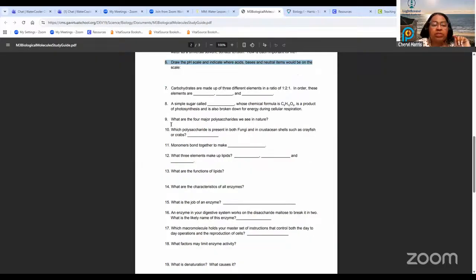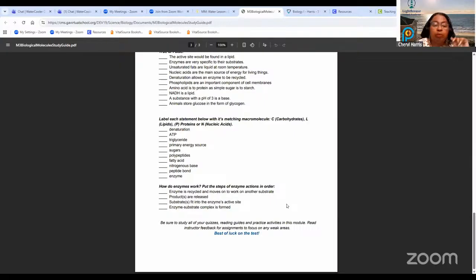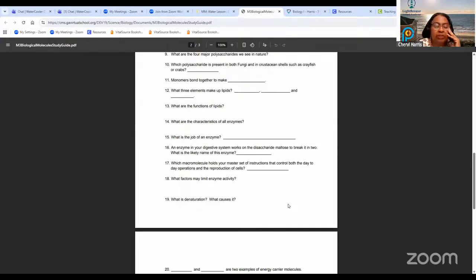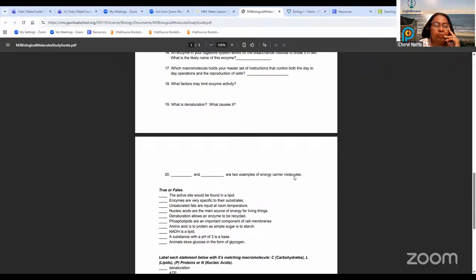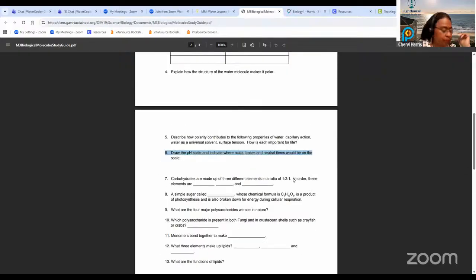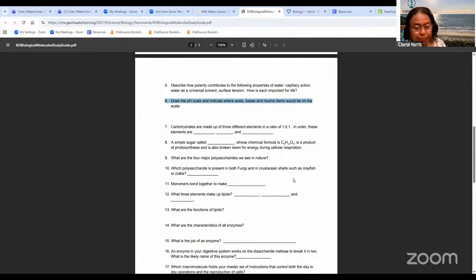And slow me down if I'm going too fast for you. I'm trying to get as much of it done before because this is a long worksheet, so we're not going to get it all done. We'll probably get to 19 or 20, and then you're going to be on your own for the rest of the worksheet. Alrighty, here we go.